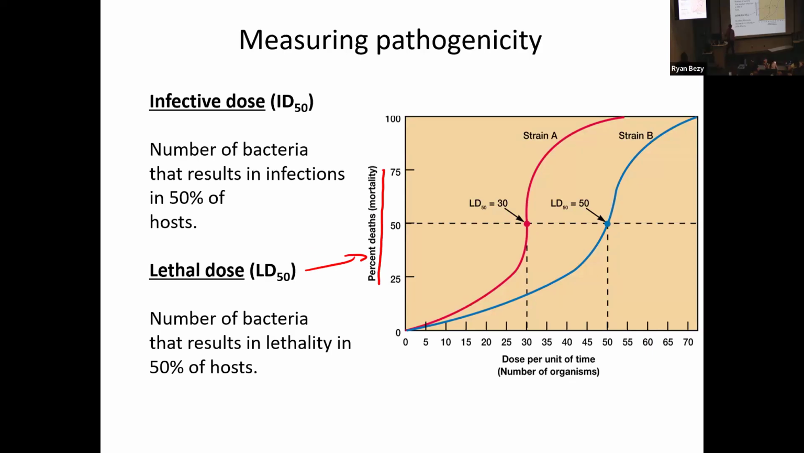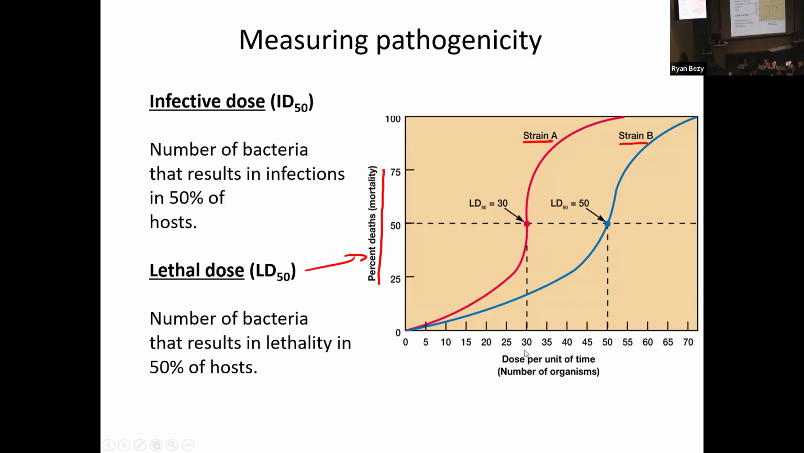In this case, maybe I have two different pathogens. Maybe I have species A or strain A, and maybe I have species B or strain B. On my x-axis is dosage, in essence, the number of microorganisms, the number of pathogens. So let's say I infect a mice population, and maybe I infect the mice with 30 cells of the pathogen. That's my dosage here.